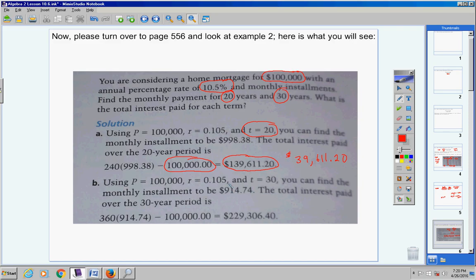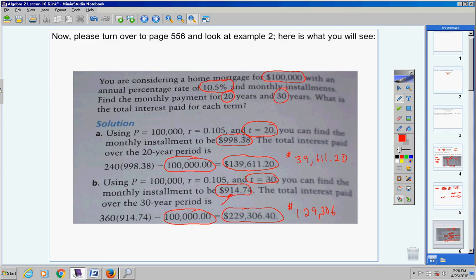Now come down here. If you get the 30-year loan, here's how much the house cost. After your 30 years, look how much you paid. You paid $129,000 in interest, okay? Now, here's a catch. The 20-year loan is definitely better, but your monthly payment is going to be a little higher, $998. The 30-year loan is not as good. You're going to pay a lot more money, but the monthly payment is lower. And sometimes people have to opt for that because it's what they can afford per month.